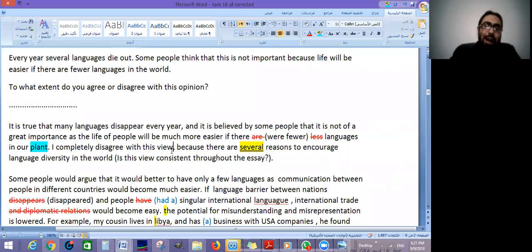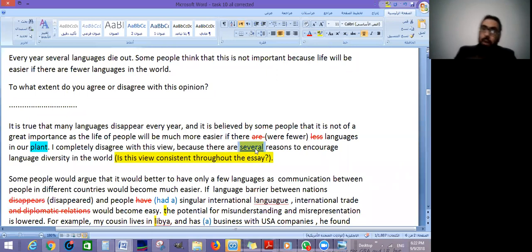Okay, so I completely disagree with this view, because there are several reasons to encourage language diversity in the world. Is this view consistent throughout the essay? Well, as soon as I see the word completely, it raises an alarm, and I am aware and focused. Now, there's another part that I highlighted, which is several. Whenever I put an idea in the thesis statement, I want to see that it is explained and supported.